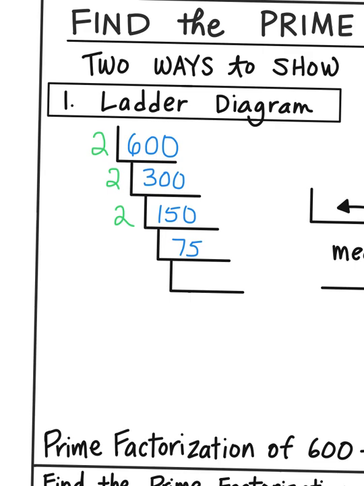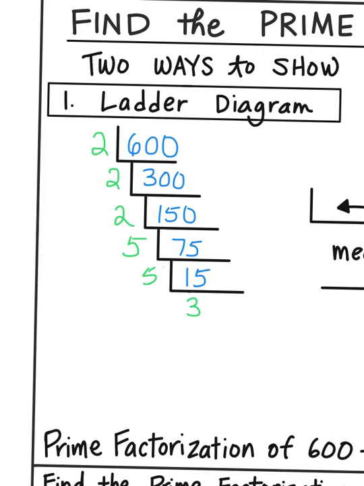This time 75 isn't even, so I have to think of a different factor. I could go back and refer to that divisibility rules chart. I know for a fact that since it ends with a 5, I can divide it by 5. So 75 divided by 5 leaves us with 15. And now it ends with 5 again, so I'm going to divide by 5 again. And then I end up with a 3.